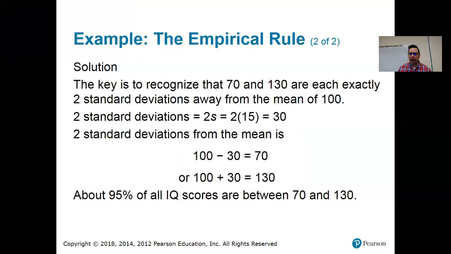Really can't do anything else other than 1, 2, or 3 standard deviations away. So as soon as you figure out that 70 and 130 are 2 standard deviations away from the mean, I go to my empirical rule, which says that that catches 95% of the data. 95% of the data are within 2 standard deviations of the mean.